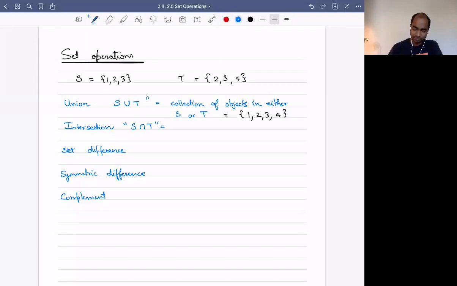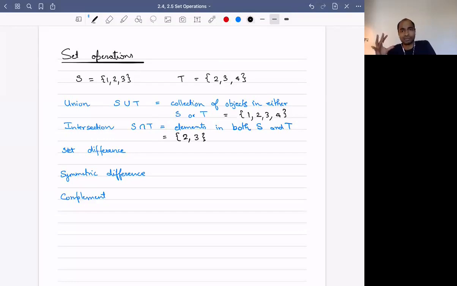The intersection, denoted S ∩ T, is the collection of objects in both S and T. So I'll write this instead as elements in both S and T. And so what are the elements that belong to both S and T? In our case, those are 2 and 3. So S intersection T for us is 2, 3.